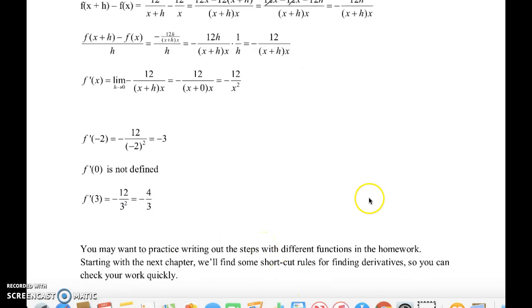So you may want to practice writing out some steps with different functions. You're going to find some shortcut rules in the next chapter, which is going to help you go a little quicker than using this way of doing it. But make sure you practice writing out your steps using the h's. Make sure that you're not dropping any terms or your negative sign.